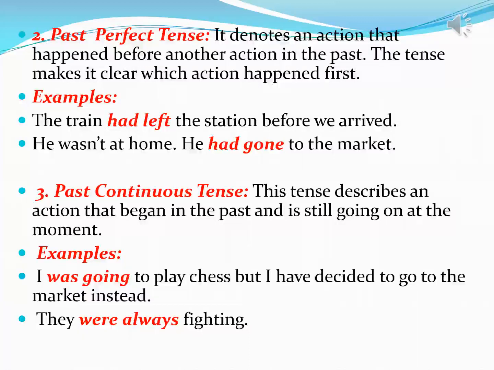The third we have is past continuous tense, and this describes an action that began in the past and is still going on at the moment. For example, I was going to play chess, but I have decided to go to the market instead. So this tense describes an action that began in the past but is still going on at the moment. The second example is they were always fighting.